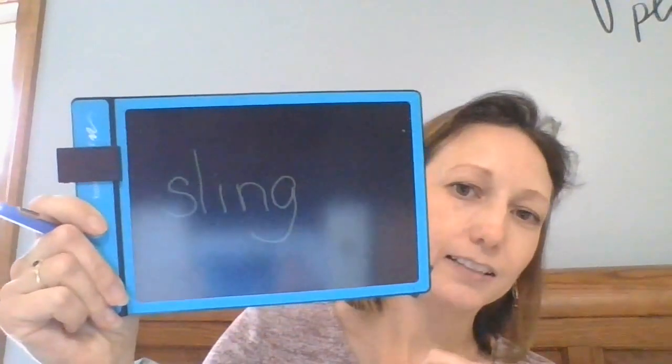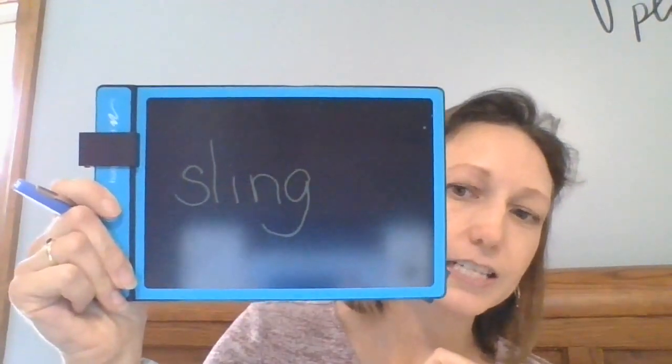Remember, I say the word, you say the word, sound it out, and then spell it. Our first word, number 1, is sling. Sling. Think about what chunk you heard in that word sling. What's our blend? What chunk did we hear? How did you spell sling? Did you spell it S-L-I-N-G? Sling.